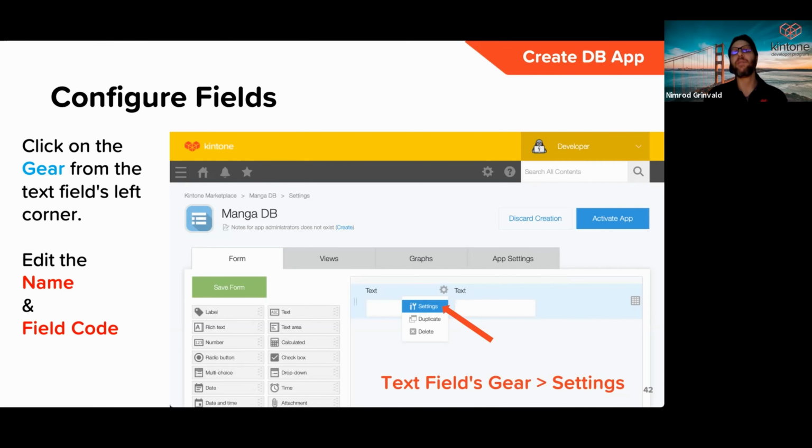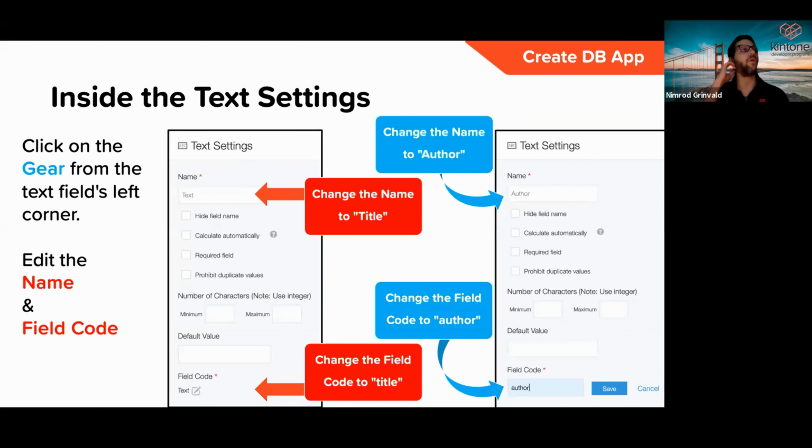You'll see a drop-down in the context menu, and one of the options will be settings. Click on that. And what we're going to do is make two changes over here. The first one is to change this to an author. So the name is not going to be text anymore. It will be author. And then at the bottom, you'll see there's a setting called field code.